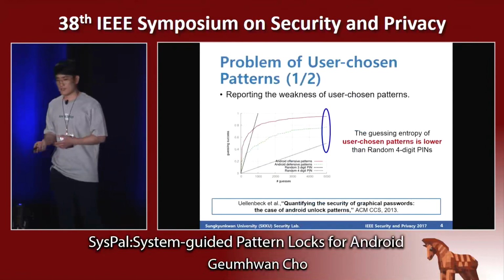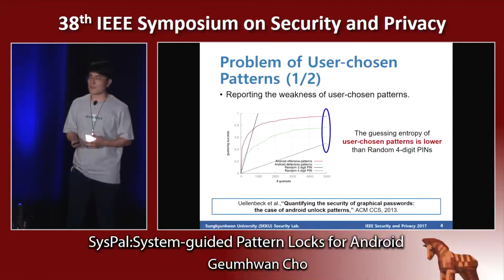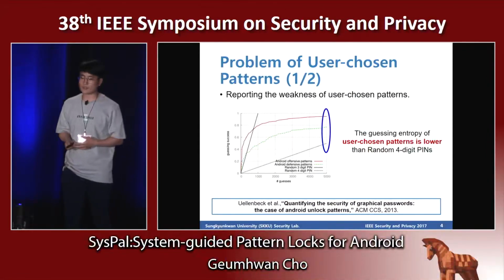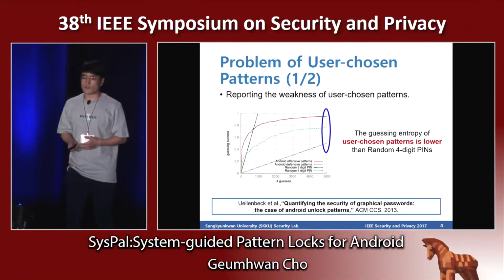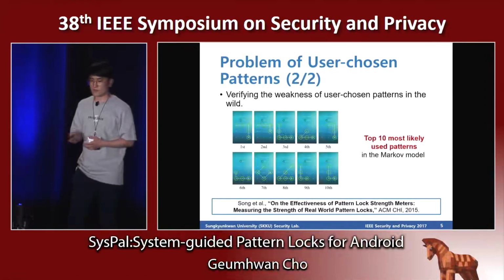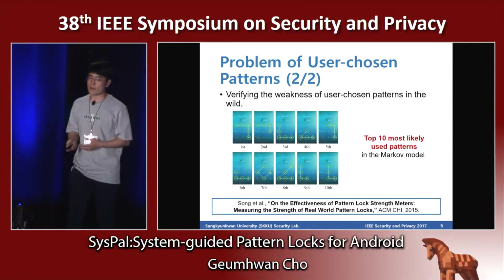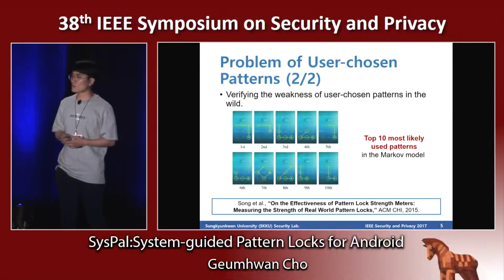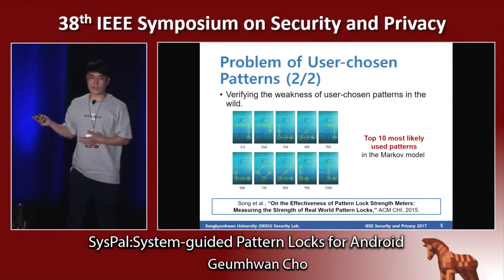In 2013, the weakness of user-chosen patterns was reported. The guessing entropy of user-chosen patterns is lower than random 4-digit PINs. And in 2015, the Kai paper verified the weakness of user-chosen patterns in the wild. These are the top 10 most likely used patterns, and they look like easy patterns to guess.